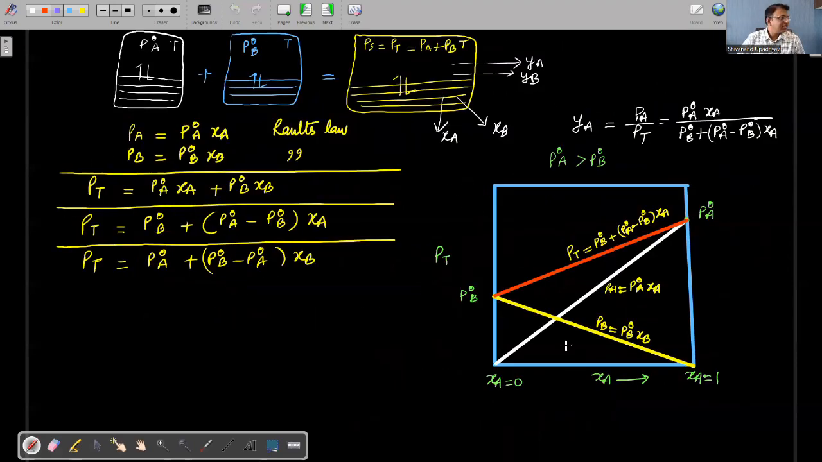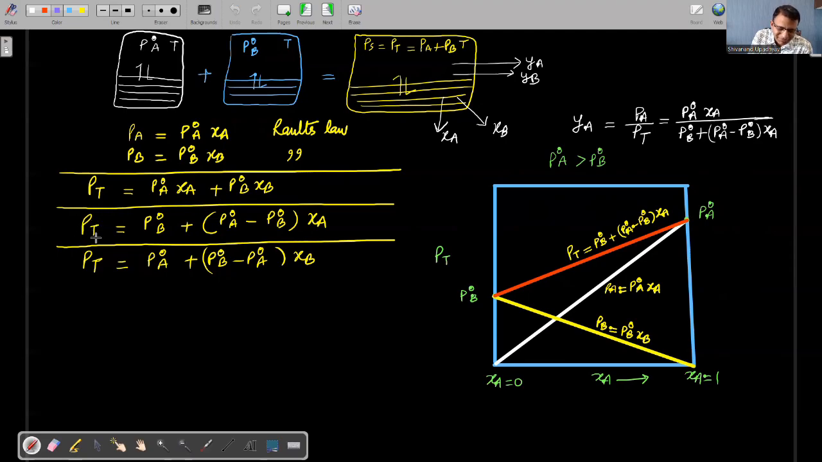So here we are discussing two volatile components A and B. This volatile component A is present in this container at temperature T. It is pure, so vapor pressure of this is equal to P naught A. In another container B is present at the same temperature. P naught B is the vapor pressure. When we mix these two to form an ideal solution, then vapor pressure of the solution is P total, which is equal to vapor pressure of A plus vapor pressure of B. Using Raoult's law, we can write that vapor pressure of A is equal to P naught A XA and vapor pressure of B is equal to P naught B XB. So P total, vapor pressure of the solution, is P naught A XA plus P naught B XB.